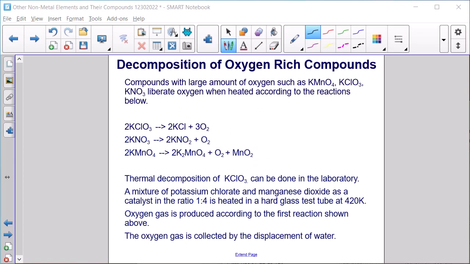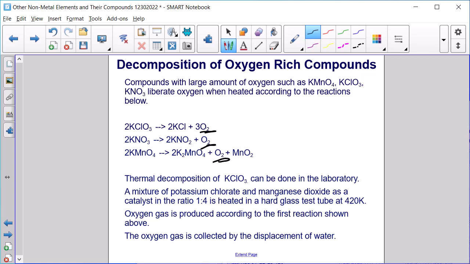Decomposition of oxygen-rich compounds. Compounds with a large amount of oxygen, such as KMnO4, KClO3, KNO3, liberate oxygen when heated according to the reactions below. So, if I take any of these compounds and add heat, I get the decomposition of a potassium salt and liberated oxygen gas.